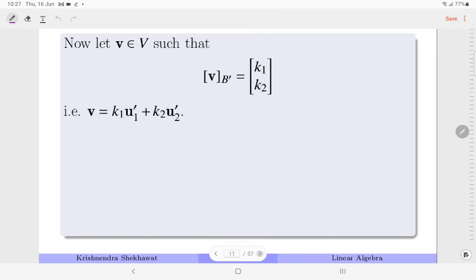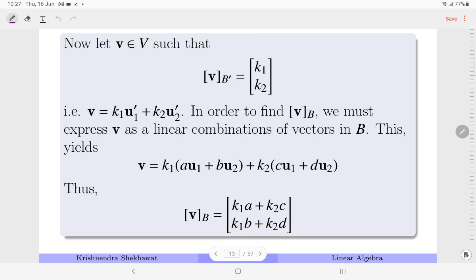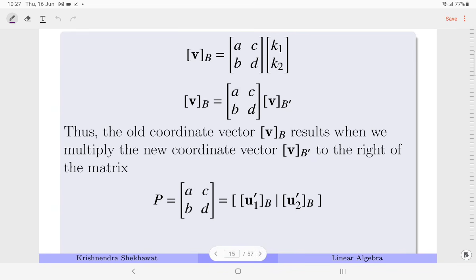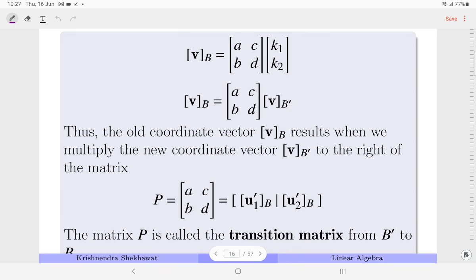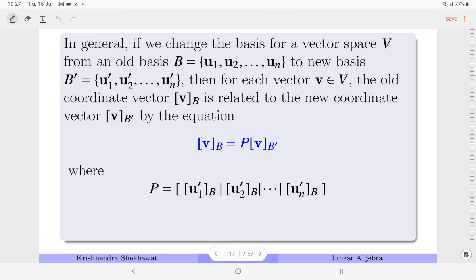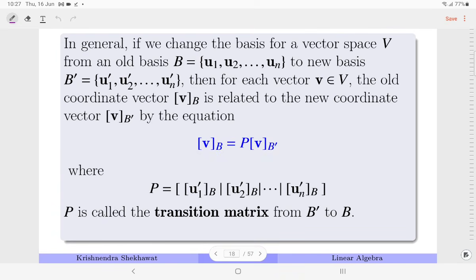Okay, so this is what we have discussed. I have already added it to this slide, and there we reach P is the transition matrix from B dash to B. Okay, so remember this notation. This is a very important formula and you need to remember it. So V_B can be written as P times V_B dash, where P is defined as follows.